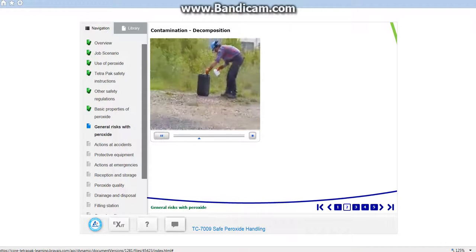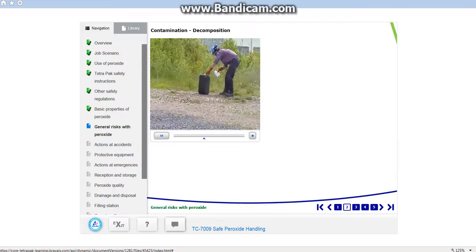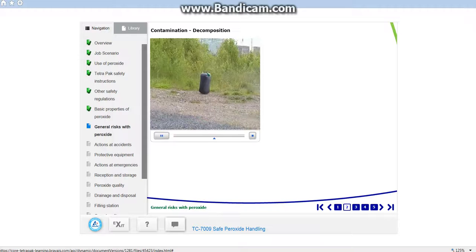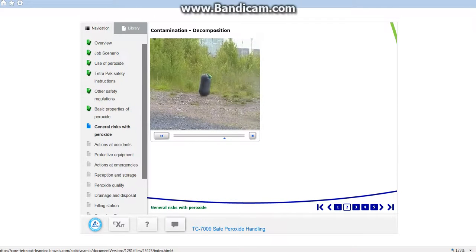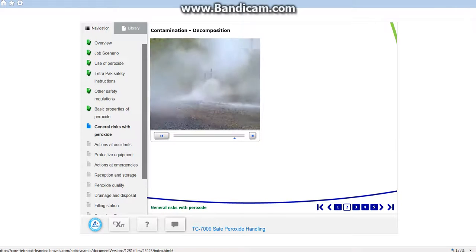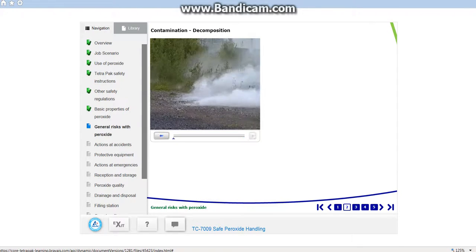In this controlled test, we have added lye to demonstrate the consequences of decomposition. The temperature and pressure rise. If this drum had been at a workplace, a serious accident might have occurred.